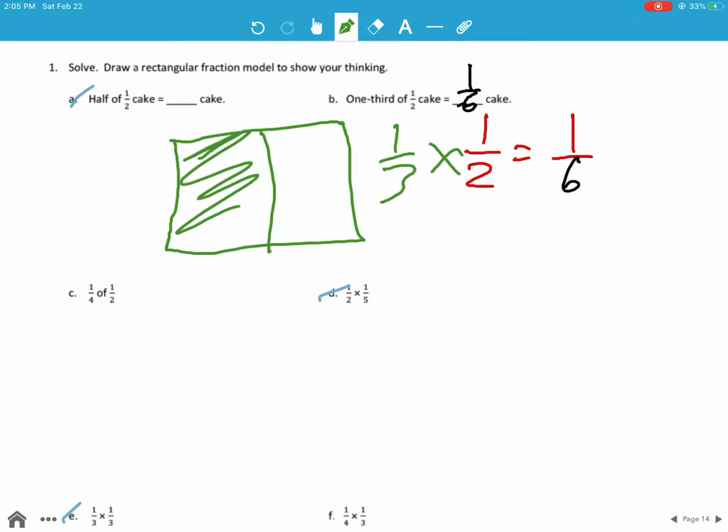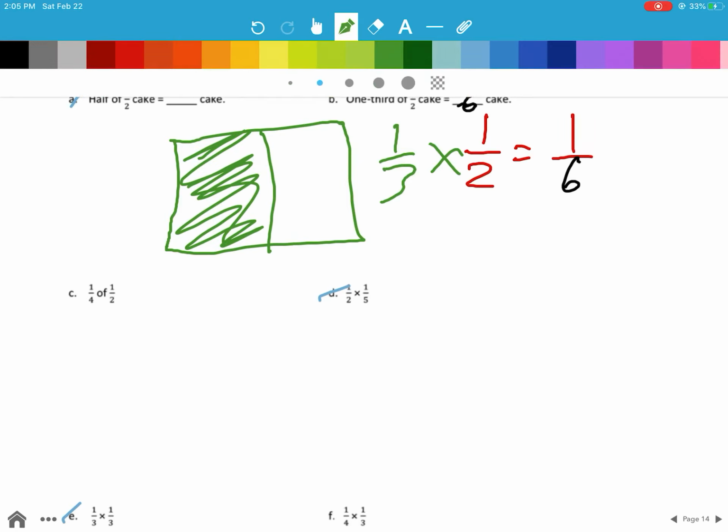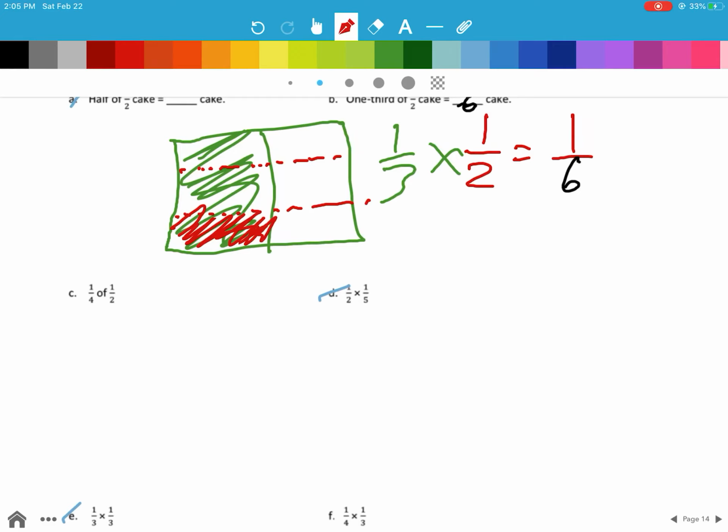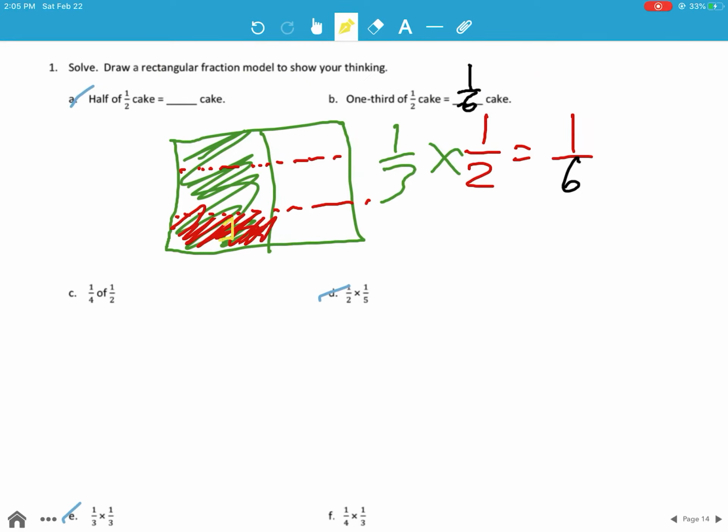So I'm going to draw my half again. Here's my half. And now I need to make that into thirds. And I can go all the way across. And I need to shade in 1/3 of that. Okay? And hopefully you see there's 1 again. 2, 3, 4, 5, 6. 1 out of 6.